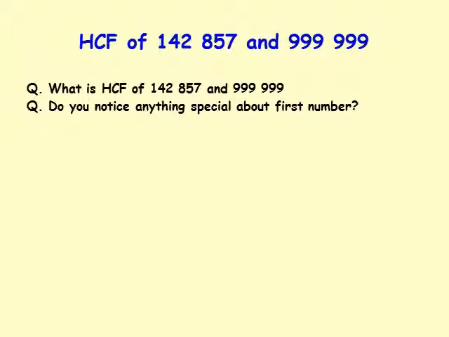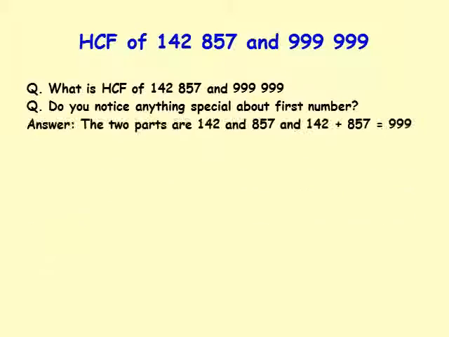Do we notice anything special about the first number? First number is 142857. Anything special about this number? Let's continue here. These two parts are 142 and 857. If I add these two, I get 142 plus 857, which is 999. So this is a sequence of 9s, three nines. That means this number is a multiple of 999, and we obtained this number by multiplying 143 by 999. How do we know that?